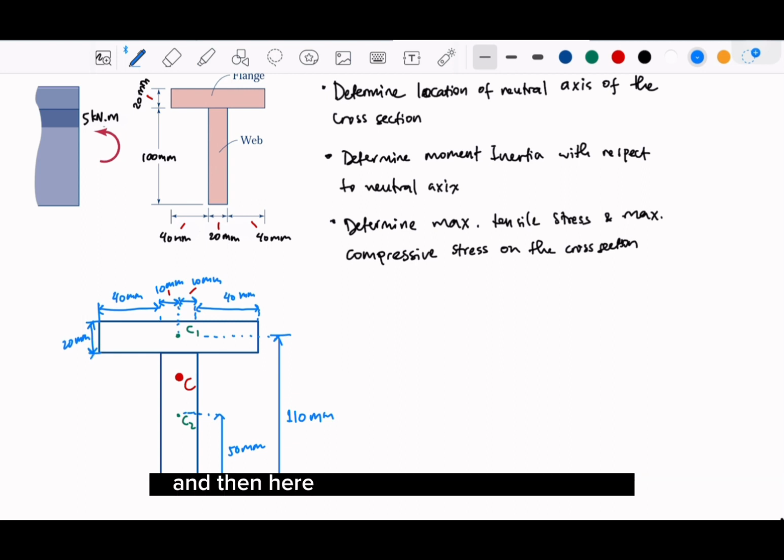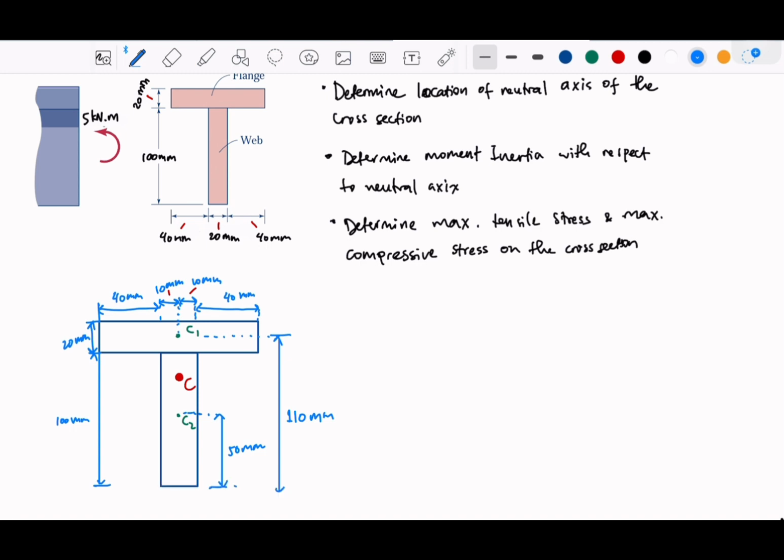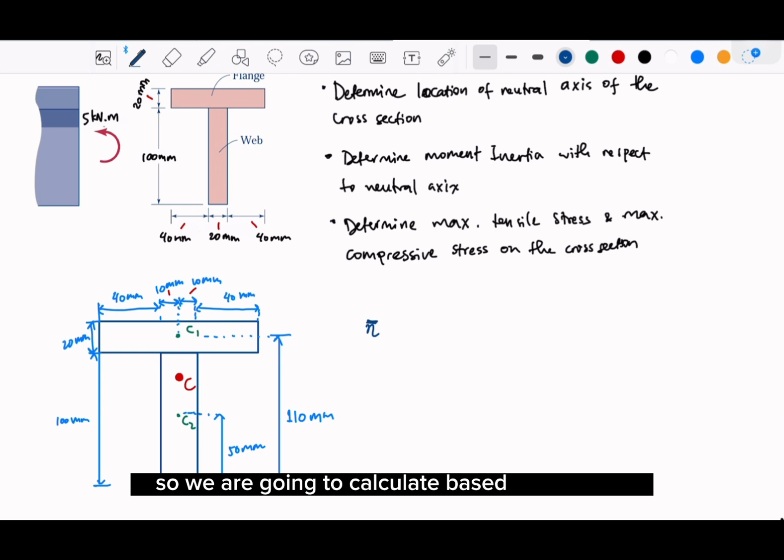And then here, just to remind that this is 100. Okay, do I miss anything? I think we find most of it. So the neutral axis, we usually write as this symbol. So we are going to calculate based on the area.